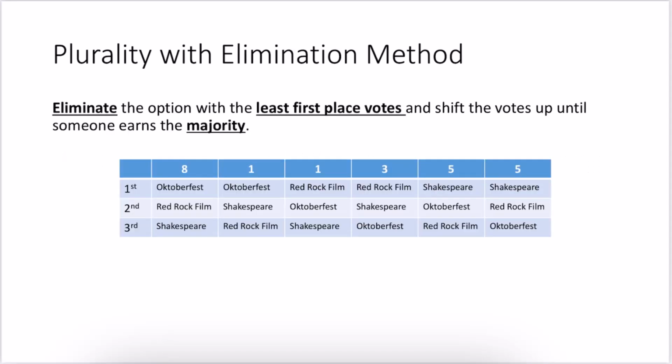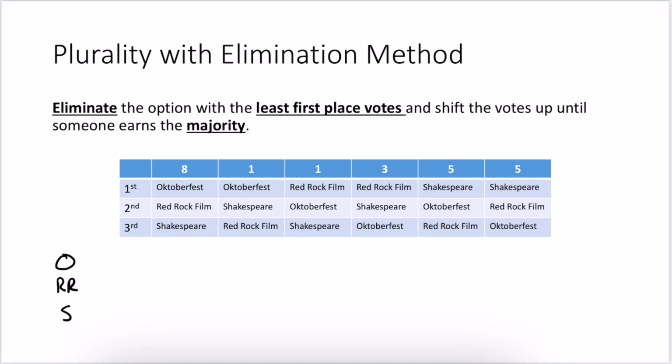So the plurality with elimination method is very similar to the plurality method in the sense that it depends on the first place votes. So if we look at this preference vote, or this preference schedule, we have three different options that are being voted between. You have the Oktoberfest, the Red Rock Film Festival, and the Shakespeare Festival.